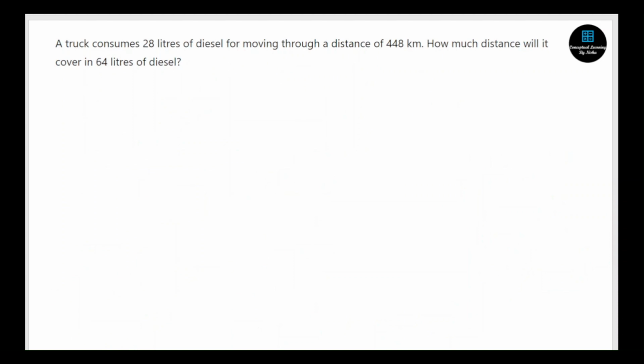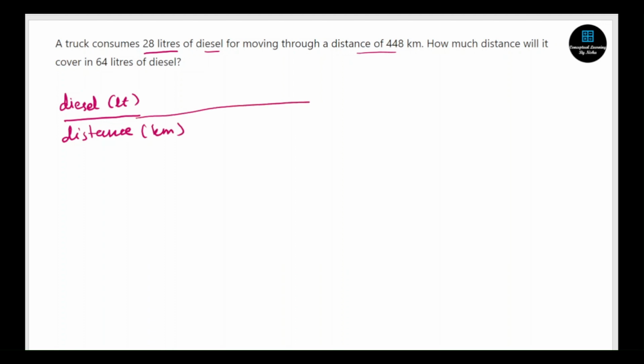Now coming to the next question, a truck consumes 28 liters of diesel moving through a distance. So here the relationship between diesel and the distance is given. So I'll just make a table here: diesel in liters and distance in kilometers they have given. I'll make this table so that I can do this very easily. Now for 28 liters the distance is 448 and we have to find for 64 liters what will be the distance, right? Very easy question.